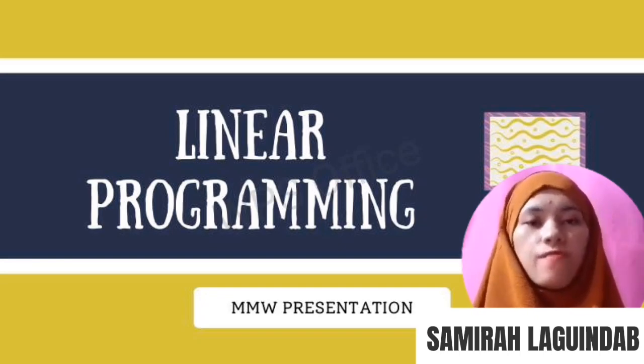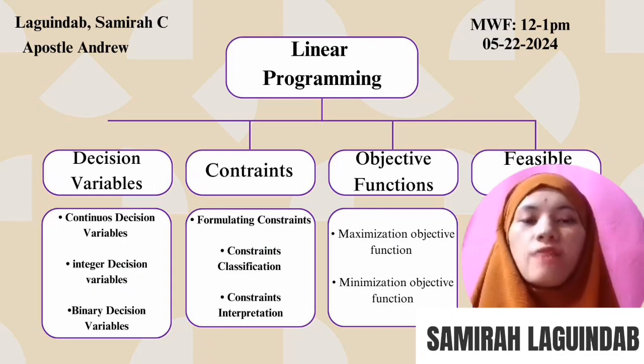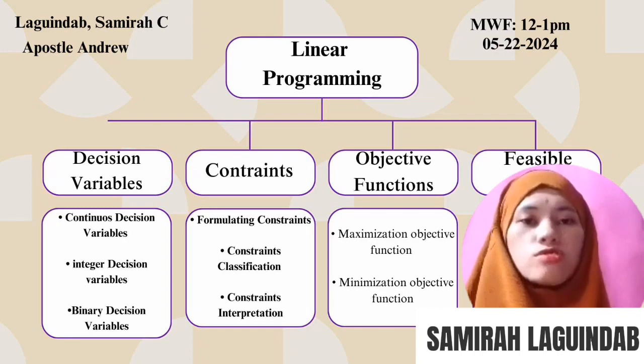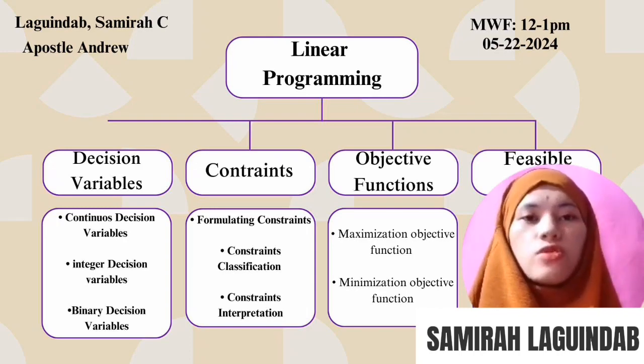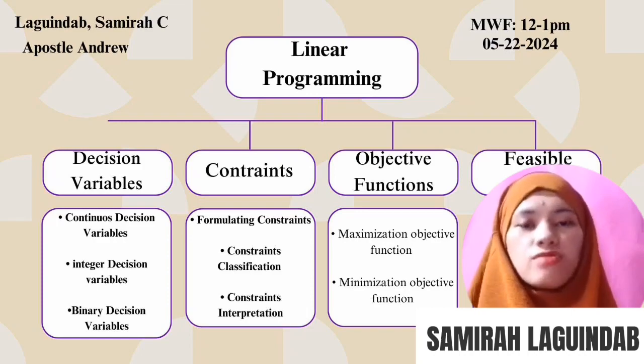Linear programming is a mathematical technique used to optimize decision-making by maximizing or minimizing a linear objective function subject to linear constraints. Linear programming has subtopics of decision variable, constraint, objective function, and feasible region. Decision variables represent the unknown quantities to be determined, while constraints limit their values within a feasible region. The objective function defines the optimization goal, which can be maximized or minimized based on the concept of the problem.